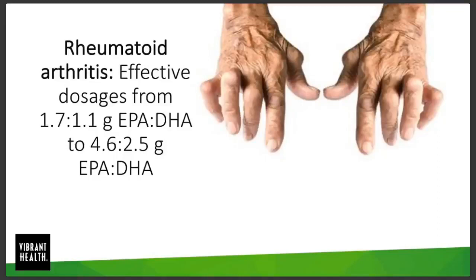The anti-inflammatory properties of EPA and DHA have been realized with daily dosages ranging from 1.7 grams EPA with 1.1 grams DHA, all the way up to 4.6 grams of EPA with 2.5 grams of DHA. EPA always predominates, but DHA is there lending some very important anti-inflammatory backup.